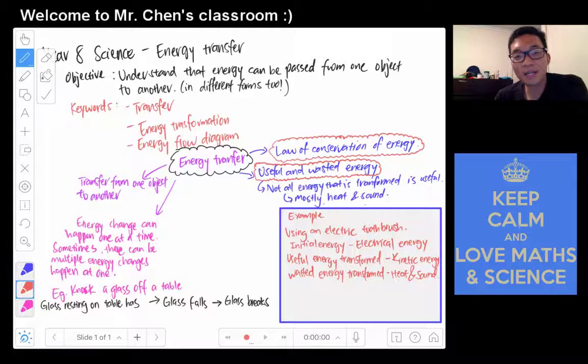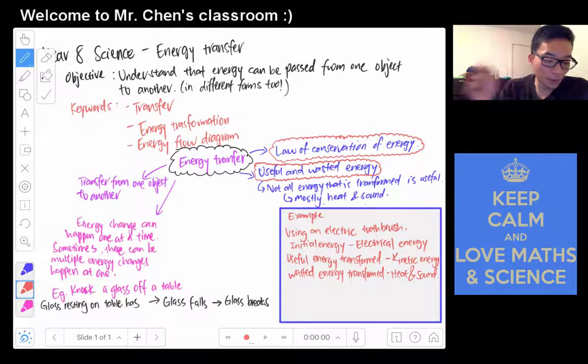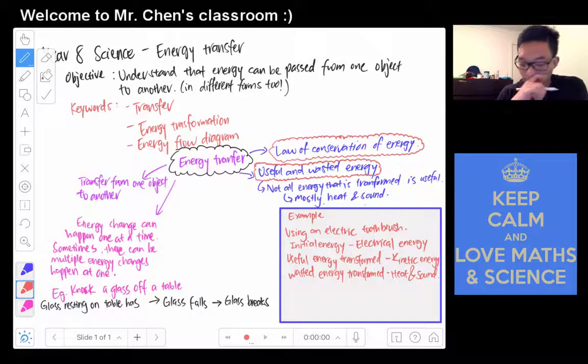So, today in science, we will be looking at energy transfer and also we will look at some useful and wasted energy. So, let's begin. The objective for this lesson will be to understand that energy can be passed from one object to another in different forms too.